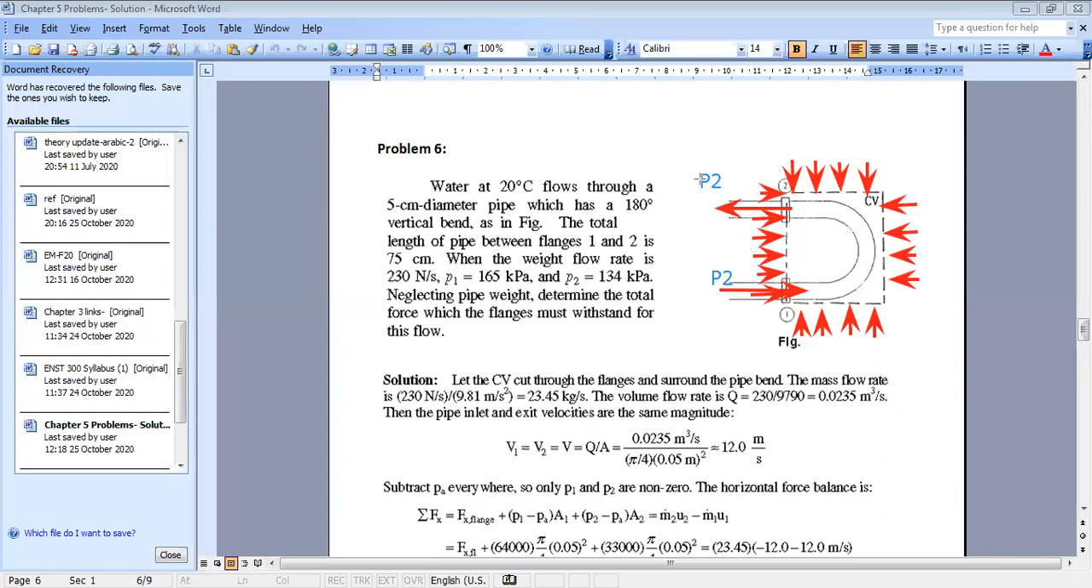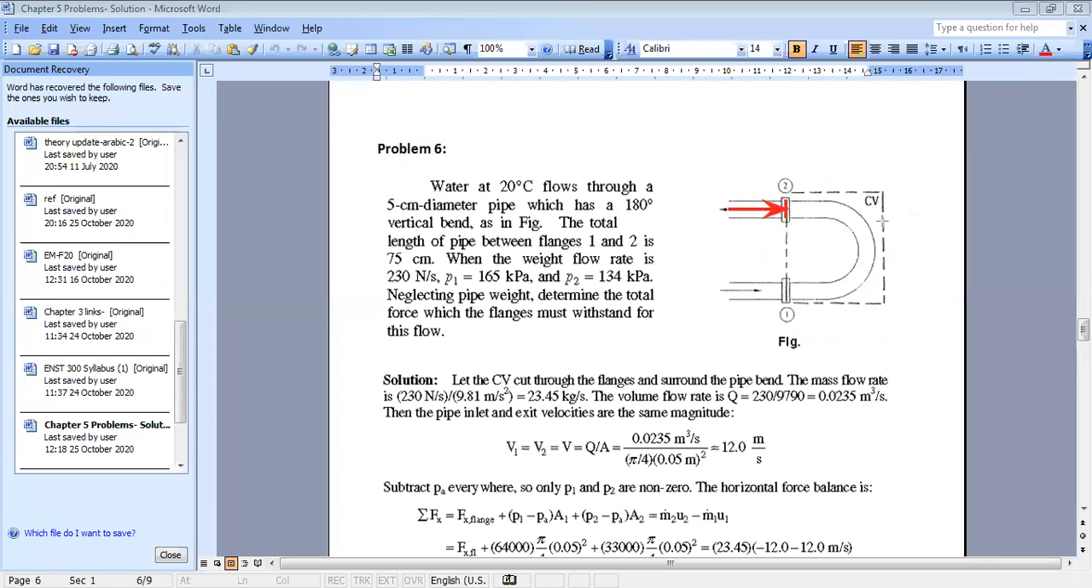Yes, but we should subtract from P1 and P2 the atmospheric pressure. Because look, the atmospheric pressure is acting everywhere. So here you have P2, and from the other side you have P atmospheric that is opposing it. This is your pressure for this section here. For this small part, I know that the pressure is P2.